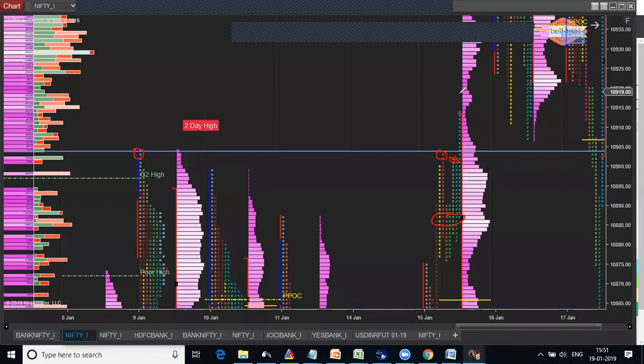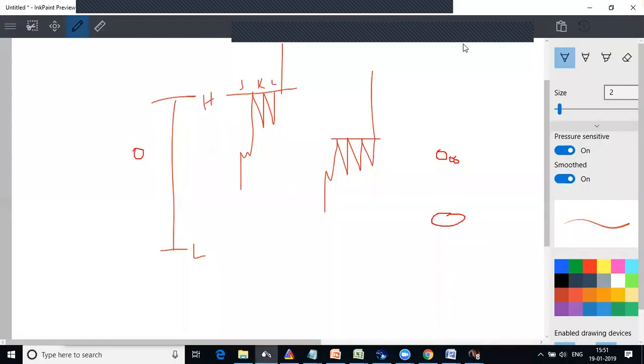Maybe I'll try to show you a similar thing which occurred in US markets as well, in ES Mini. I'll show you the same examples.